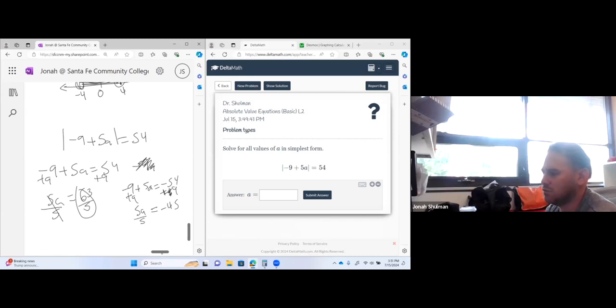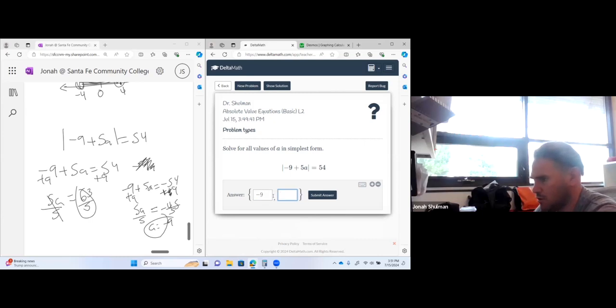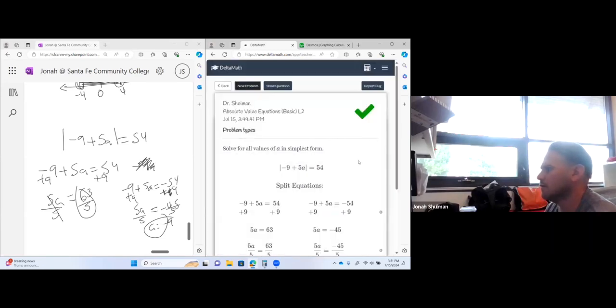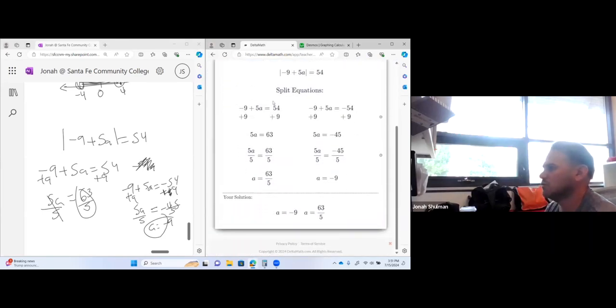So one's going to be 63/5, and the other one's going to be negative 9. I usually do the negative one first. So negative 9, comma, 63 divided by 5. These are your 2 answers. Sorry, mine got messy. Those are both answers. Beautiful.